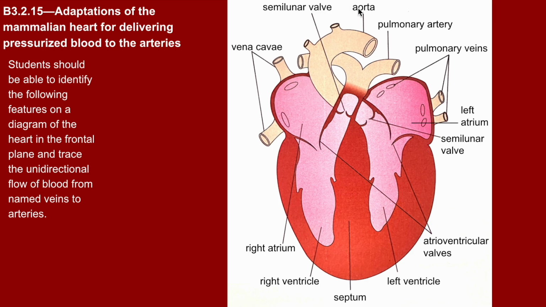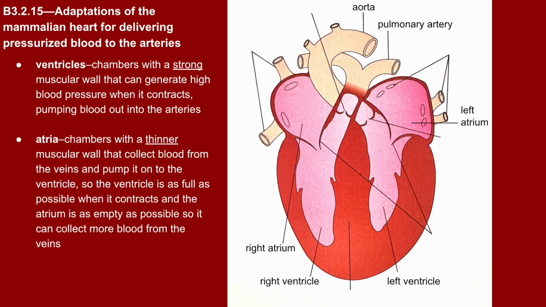The aorta is the super important artery that's carrying oxygenated blood away from the heart and towards all the tissues in the body. So you're going to see that the aorta branches almost immediately because that oxygenated blood has to go up to your head, down to your toes, out to the tips of your fingers, etc.